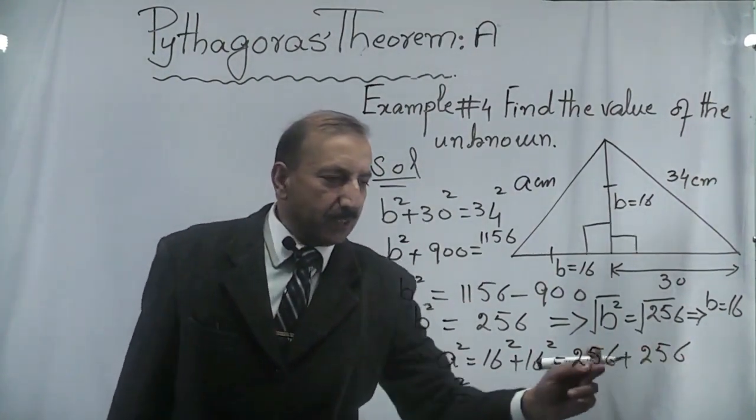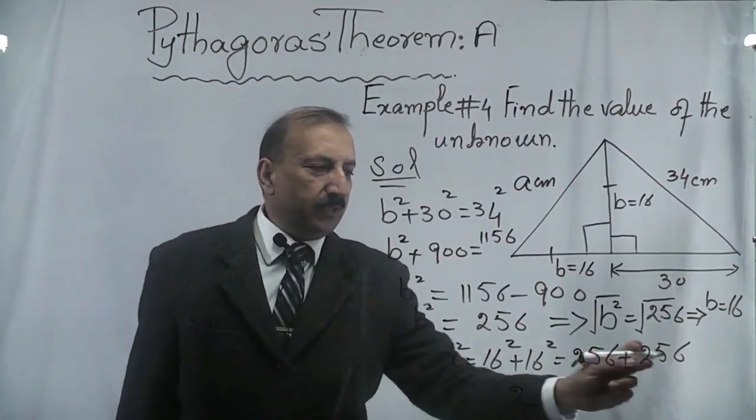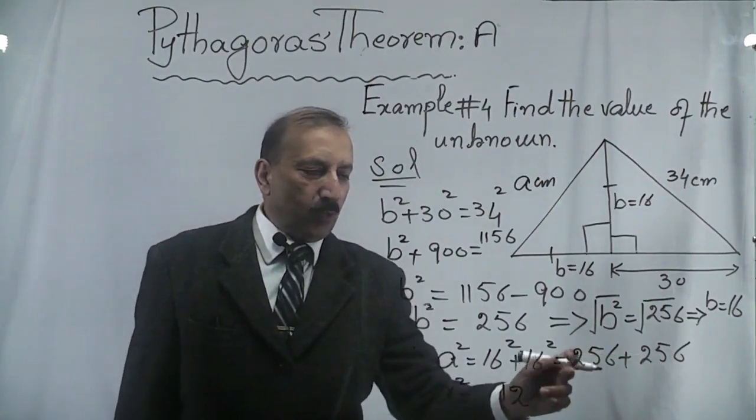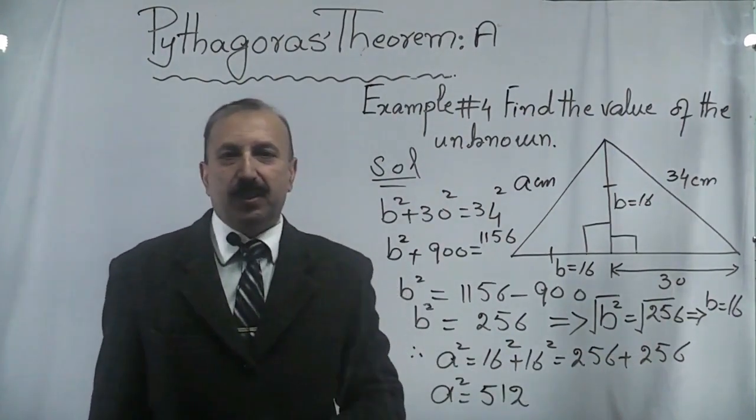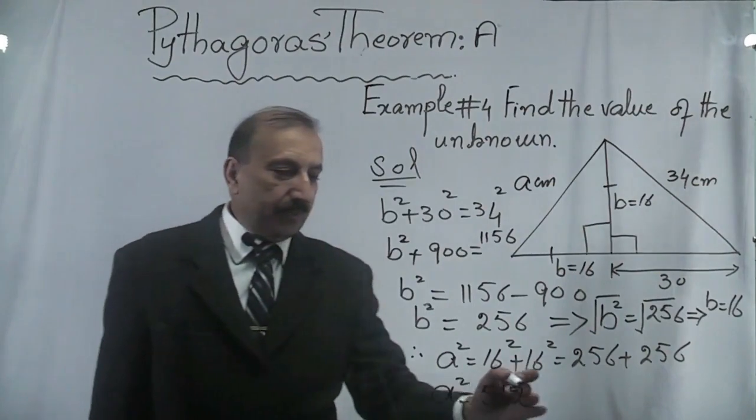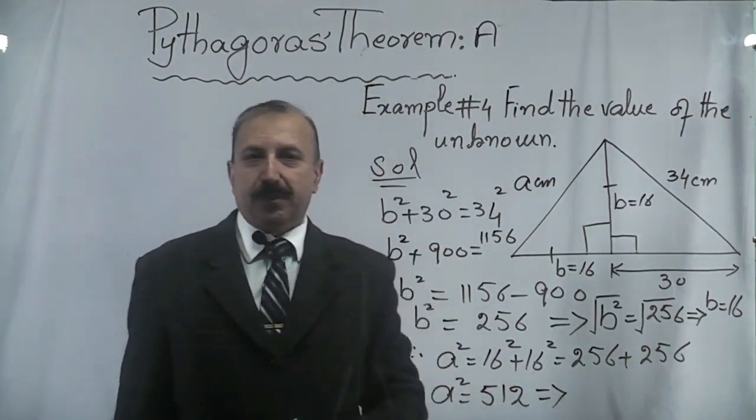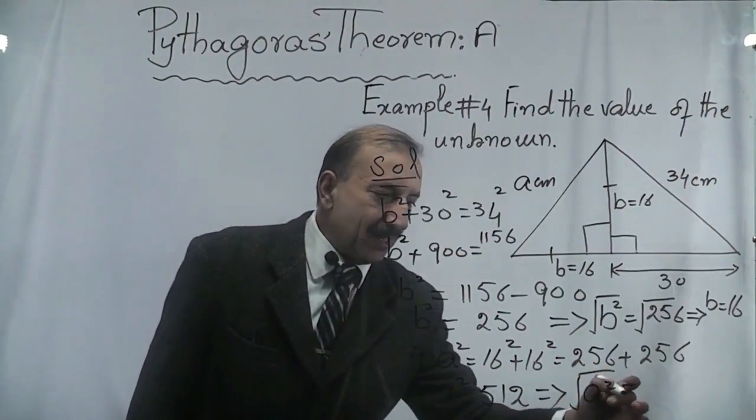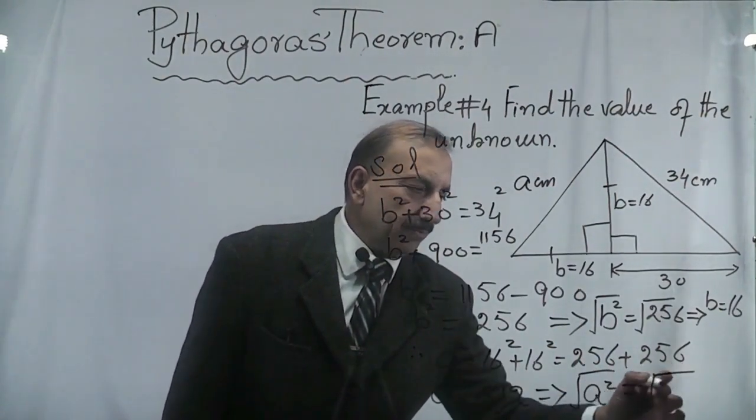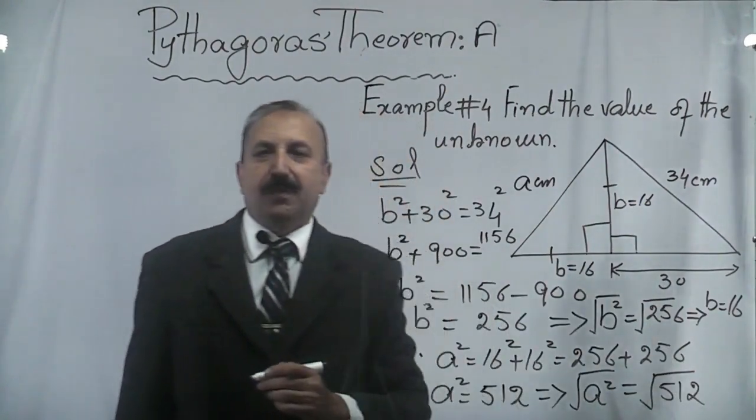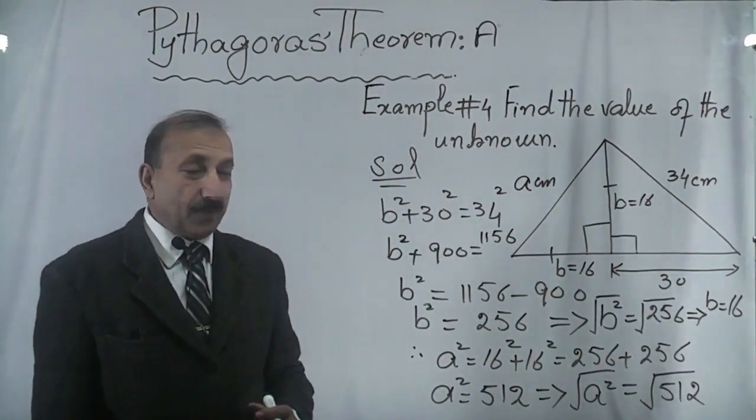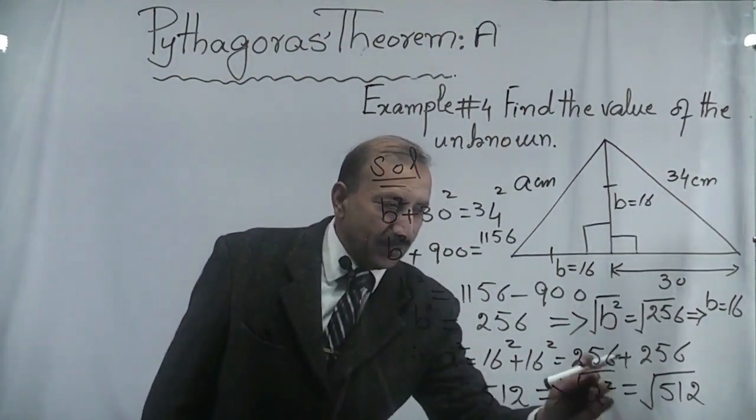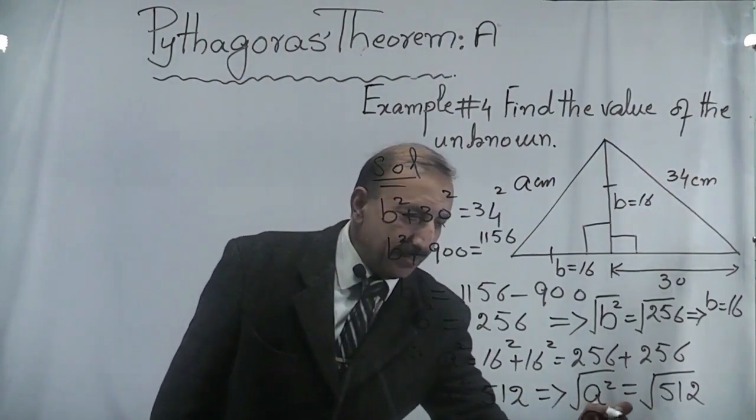When we add these two values, A squared is equal to, let's add up manually. 6 plus 6 is 12, carry 1. 5 plus 5, 10 and 1, 11, carry 1. 2 plus 2, 4 and 1, 5. This is 512. And then to find the value of A, let's operate square root on this A squared, as well as square root on 512. So what would be the value of the square root of 512? The square cancels with the square root, and we will get A here.